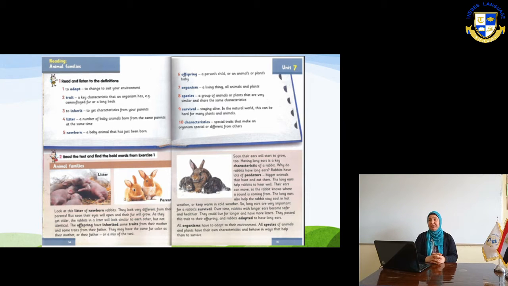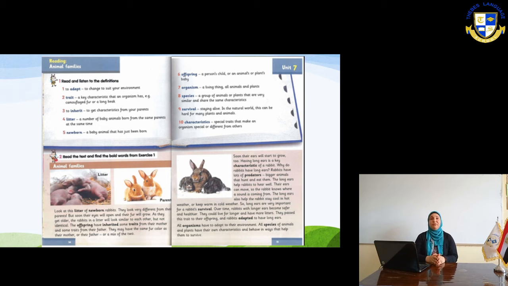Organism, a living thing, all animals and plants. So are all things around us living organisms? No, we have living organisms and non-living things. Of course, in this unit we are talking about the living organisms because they are the only ones that can form a family. Species. Look at this word. What is a species? This is a group of animals or plants that are very similar and share the same characteristics.